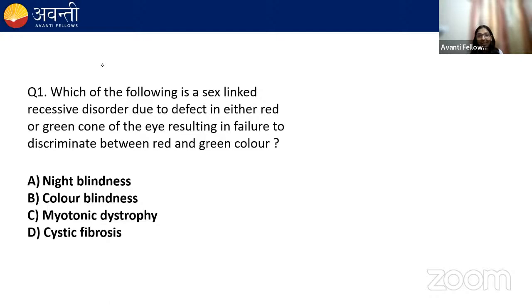Which of the following is a sex-linked recessive disorder? Recessive disorder. Okay? Due to defect in either red or green cone of the eye. Red and green, what are they? They are colors, right? Resulting in failure to discriminate between red and green color. So quickly answer me in the chat box. Mohina, Ayushi, Trisha, what do you think? What will be the correct answer for this question?